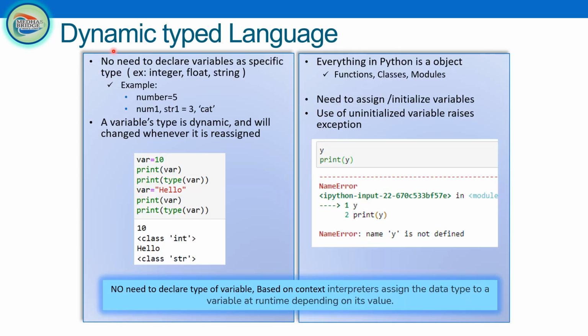Why is Python a dynamically typed language? Because there is no need to declare variables as a specific type. A variable's type is dynamic and will change whenever it is reassigned. Everything in Python is an object. Need to assign or initialize variables. Use of an uninitialized variable raises an exception. Here is an example. No need to declare the type of the variable. Based on the context, the interpreter assigns the data type to a variable at runtime depending on its value.